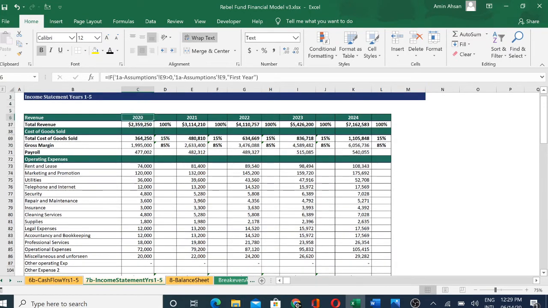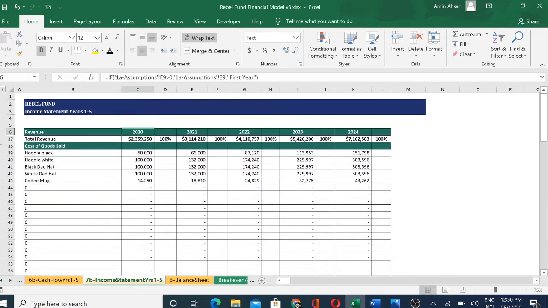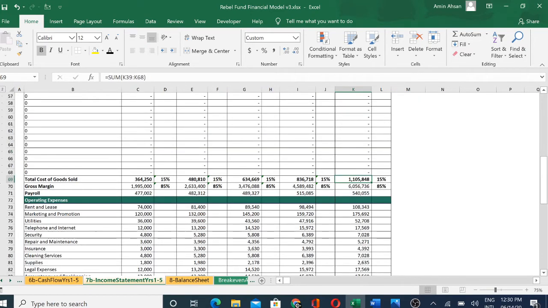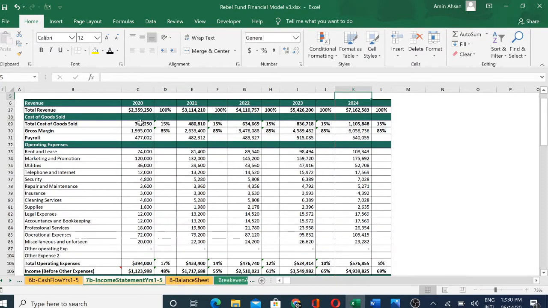Let me close this. So this is the total cost of goods sold. So this is the breakup. You have supplied me the prices, so you can see the breakup of all these. This is the cost of goods sold breakup. This is how it's formulated. This is formulated by multiplying the quantity with the price.